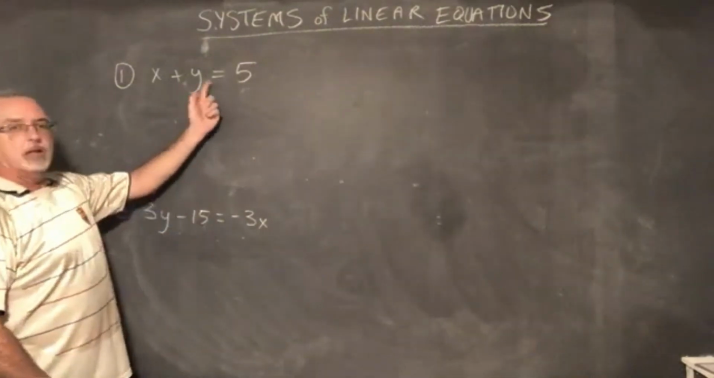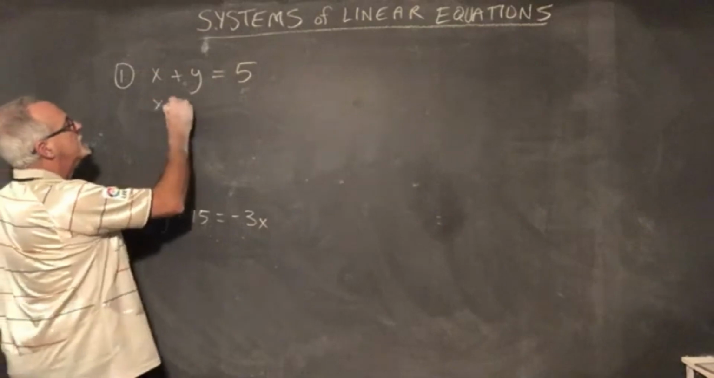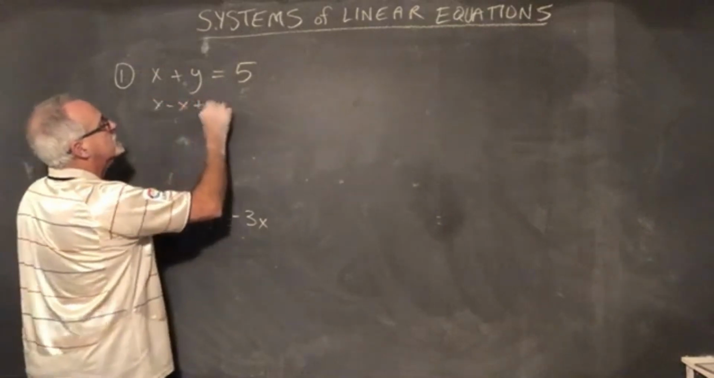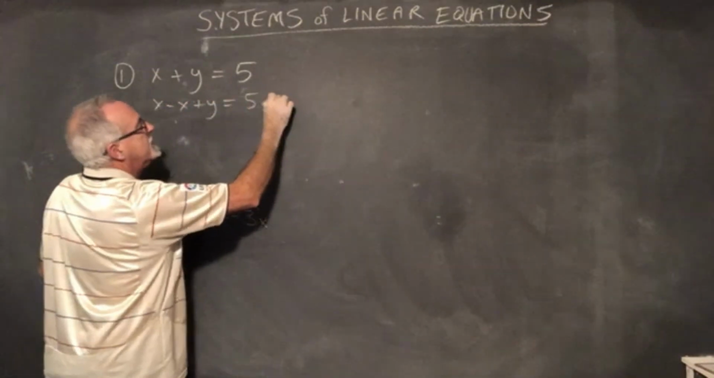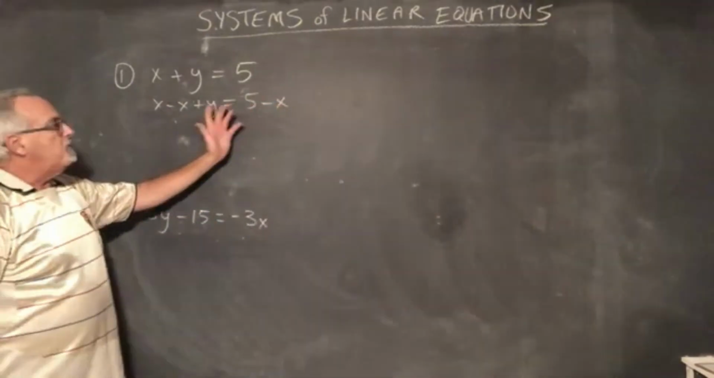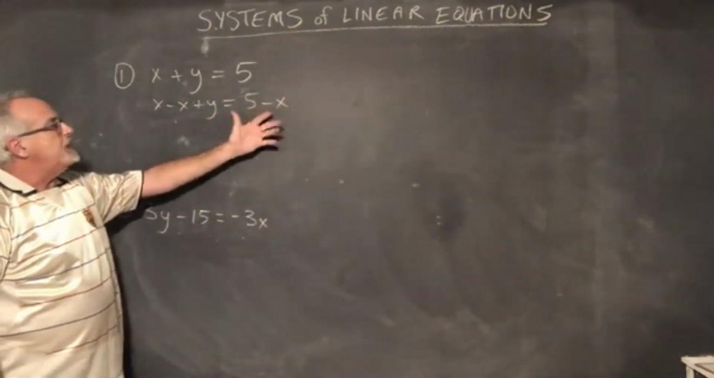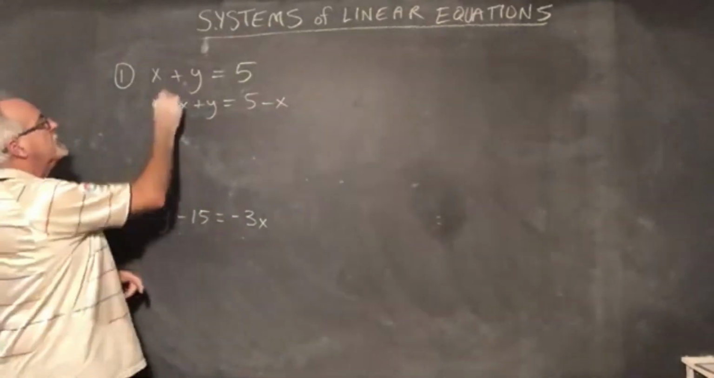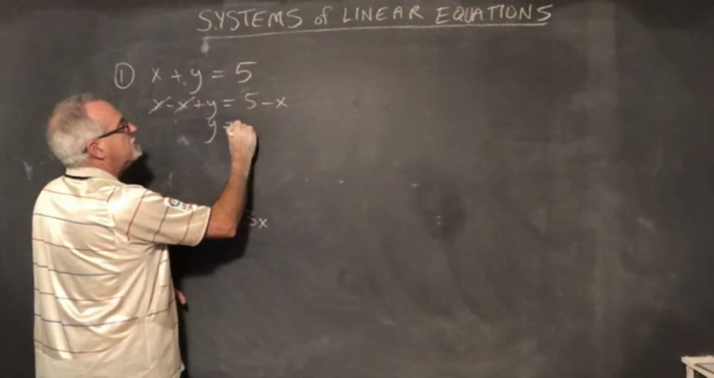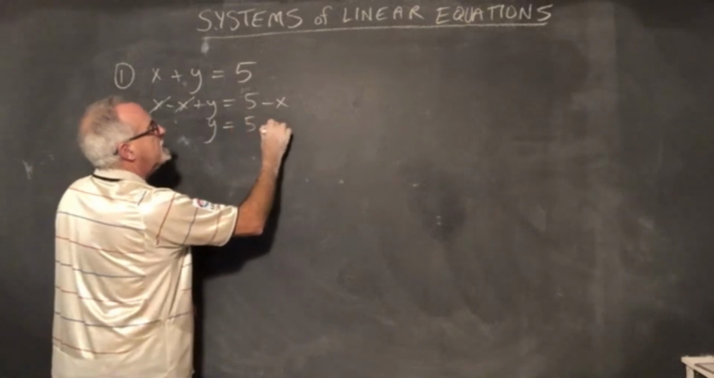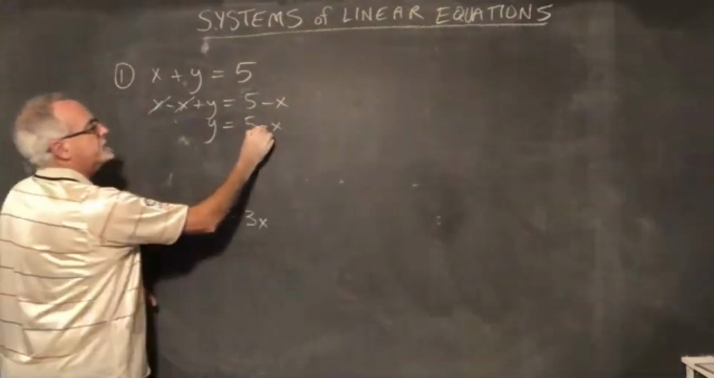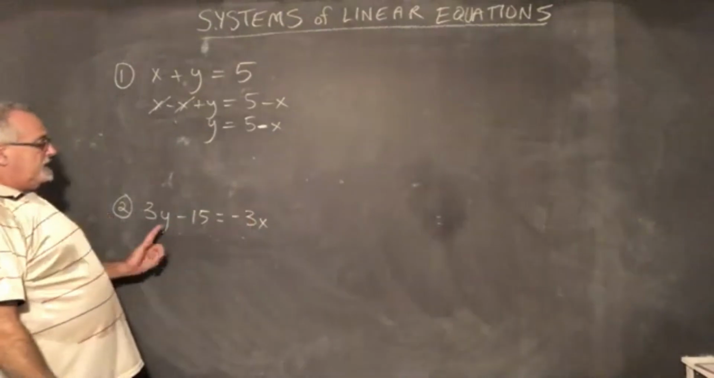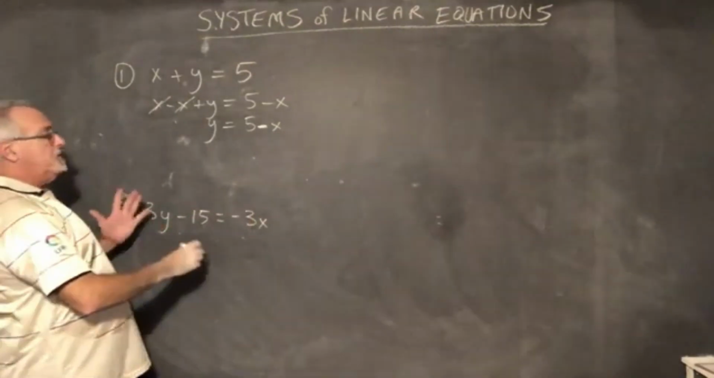So I am going to isolate the y in this equation by subtracting an x from both sides. Because I am not graphing, I am not trying to make y equals mx plus b happen, I can write 5 minus x or negative x plus 5. Either way it is correct. These cancel. Y is already isolated and it's equal to 5 minus x. Okay, that means this y is equal to 5 minus x when I do my substitution.